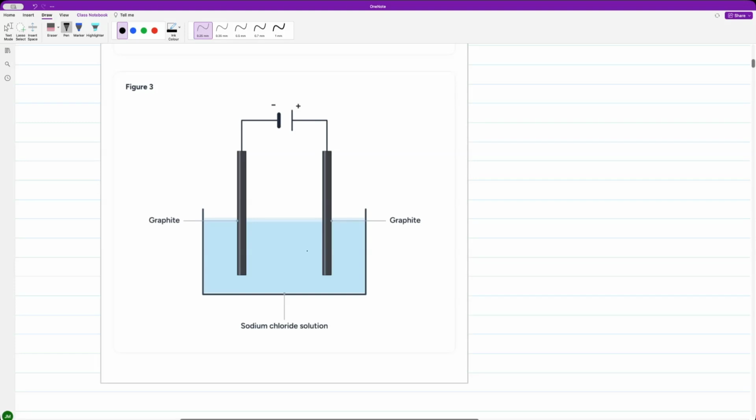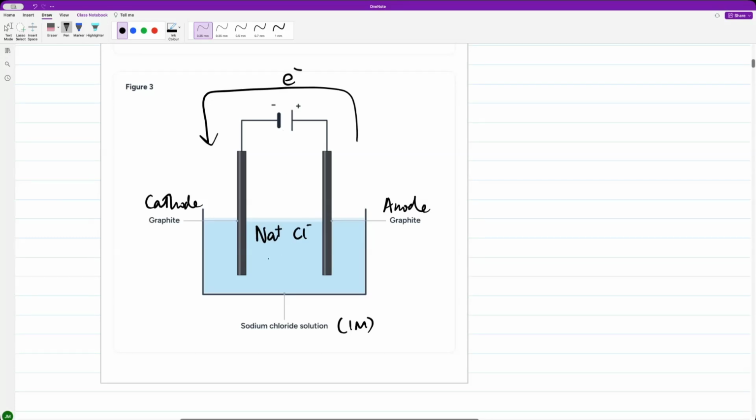This one here is the electrolysis of sodium chloride solution, and this is a 1 molar sodium chloride solution. We have 2 electrodes and they are both made up of graphite. We've got our anode on the right and our cathode on the left, and so the electrons are going to flow in the same direction as before. And we still have sodium ions present in solution. We still have chloride present in solution, but now we've got a solution. So we've got H₂O present. Okay. There's water present, which can be a reactant.